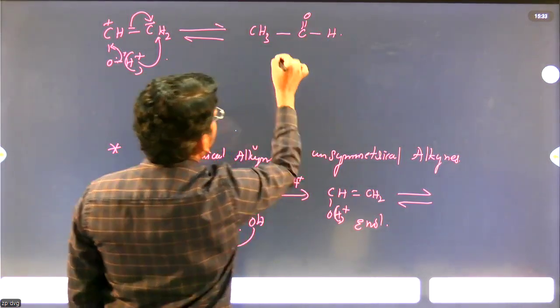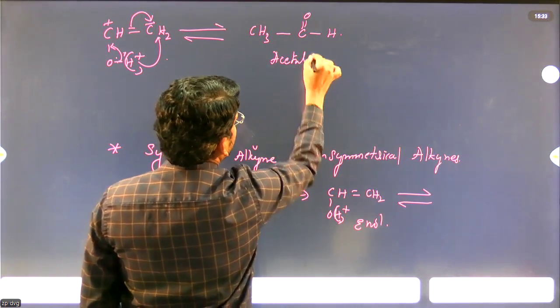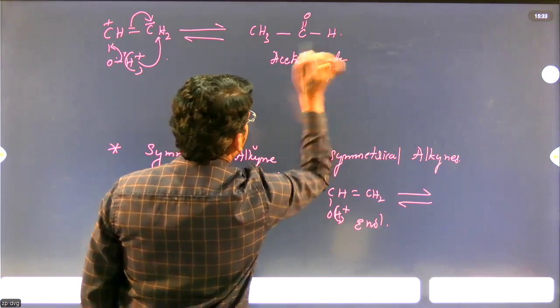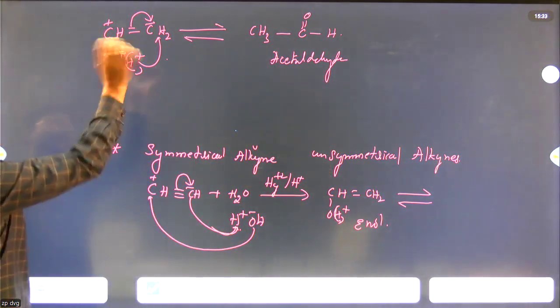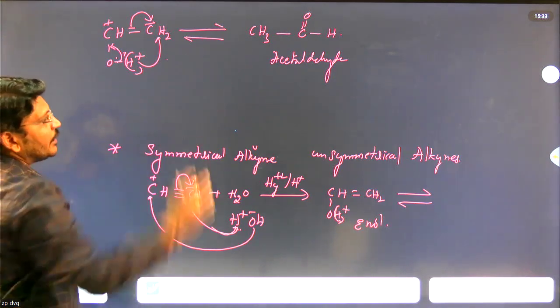So here we get CH3, and the other one is C double bond O, here it contains one H. Name of this compound is called as what? Acetaldehyde. So tautomerism is very important. Once you understand the shifting of the bond correctly, we can directly and easily write the final product.